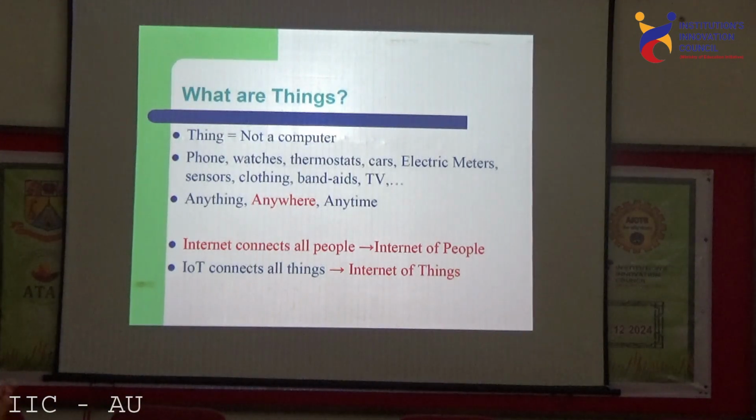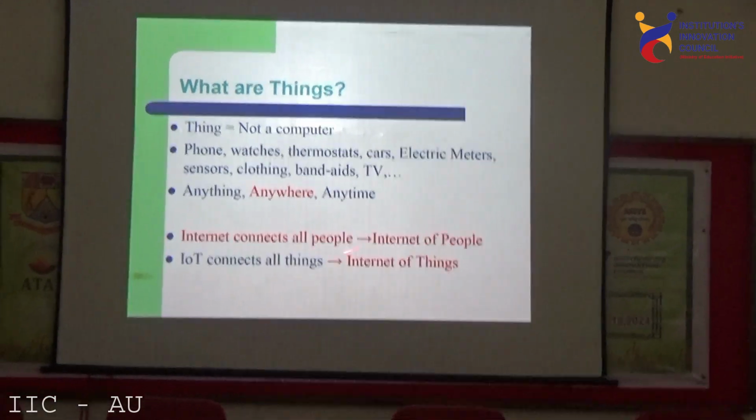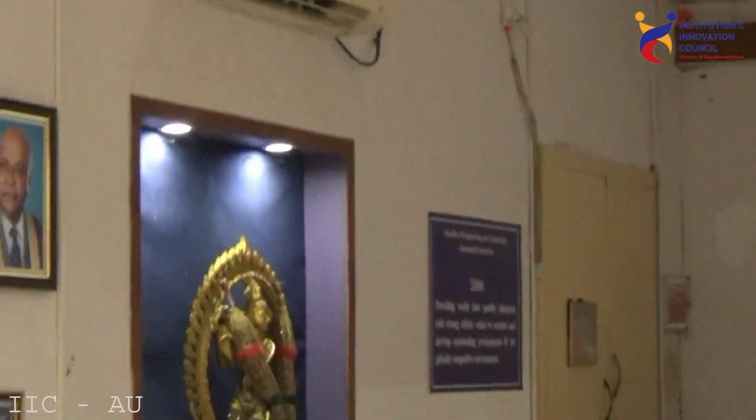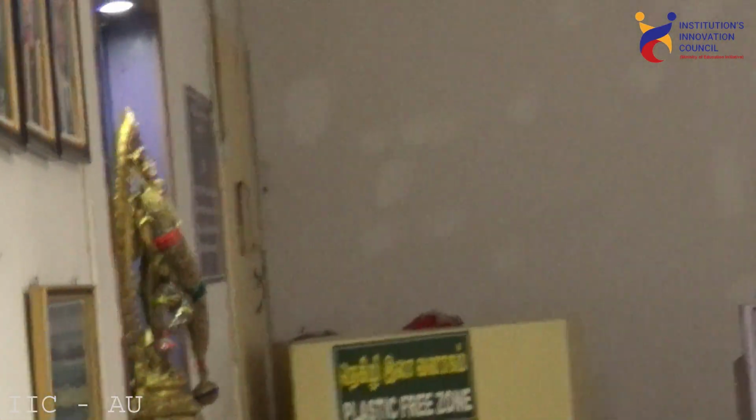Sufficiently, everybody is connected with the internet, knowingly or unknowingly. So this internet connects all the people. So I can say this is the internet of people. When everything is connected with people, why should I not say this is the internet of people? Is it only things that are being connected?